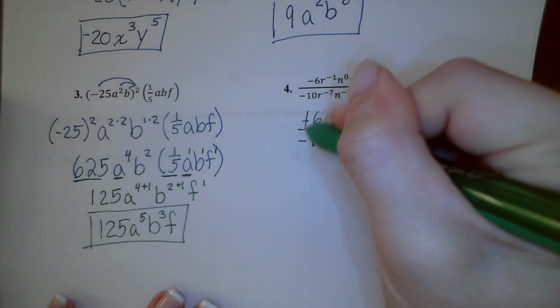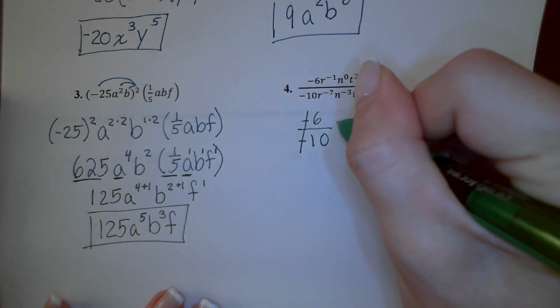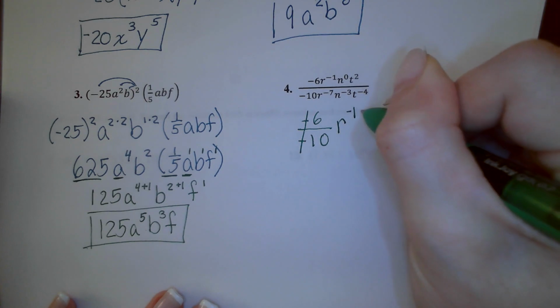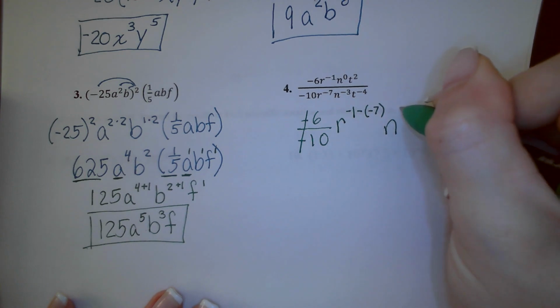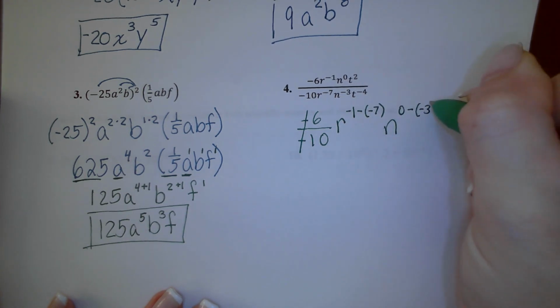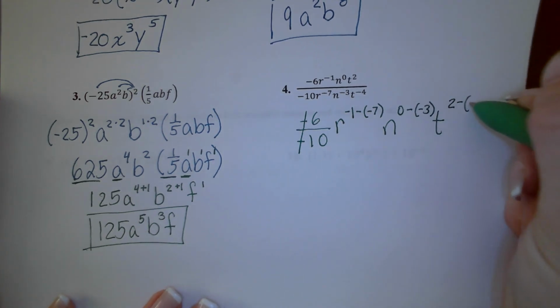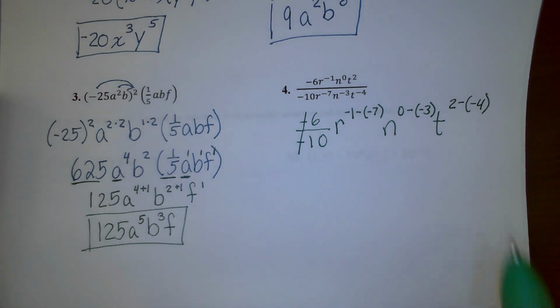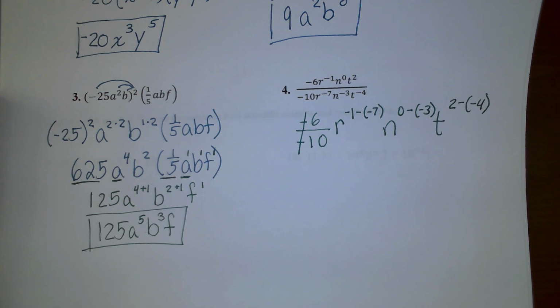Now, in this case, they're both negatives, so those negatives will cancel out. And then we have r to the negative 1 minus negative 7. n to the 0 minus negative 3. And t squared minus negative 4. Now, when we rewrite it, it's already looking a bit simpler, and I'm a little less intimidated, because when I first looked at this problem, it looked a little scary with all those negative exponents. So don't get intimidated on the test.